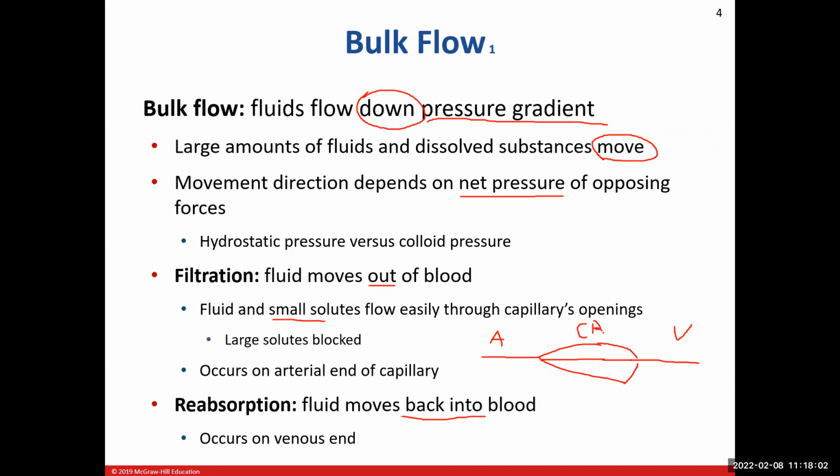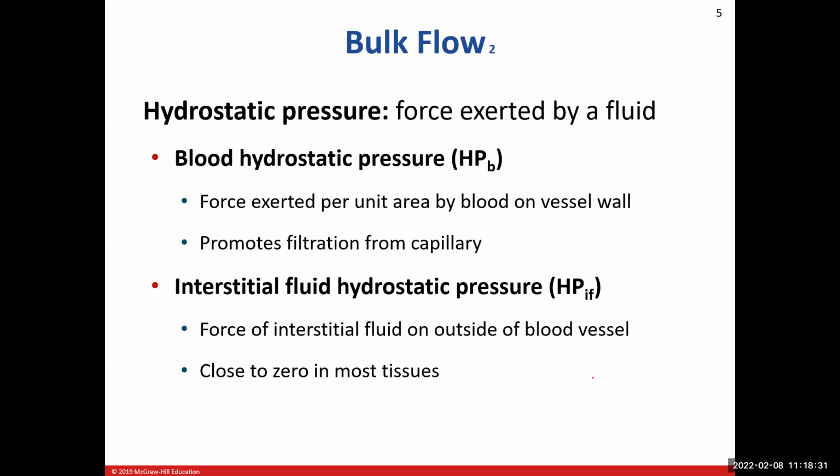So where we're going to see filtration is going to be over by this end, by the arterial end. And then resorption, when all the cells by the capillary bed are dumping their waste and carbon dioxide into the bloodstream, we're going to see that more at this end, by the venous end. So filtration and resorption. With filtration, stuff's going to be leaving the bloodstream, and with reabsorption, it's going to be entering into the bloodstream. So let's talk about bulk flow in some terms here.